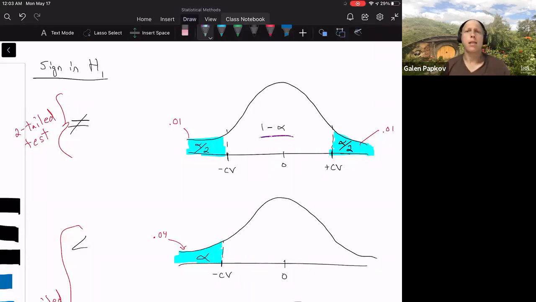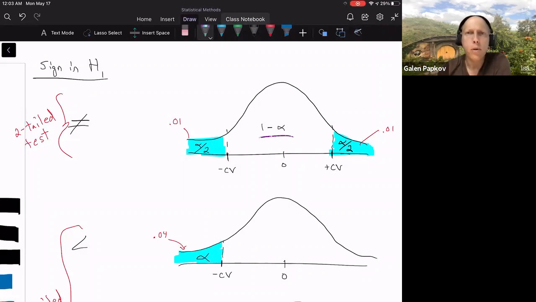And so the regions I've shaded in blue are called the rejection regions. With a two-tailed test, you could reject if what you observe is very, very small, far on the left, or very, very big, far on the right. And so that's why we cut it in half. But here is where it differs.